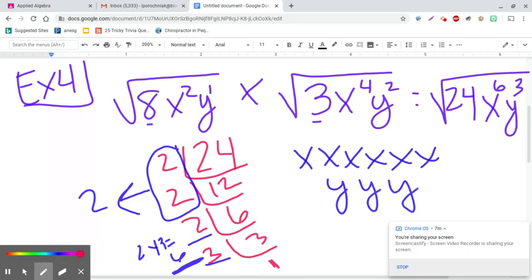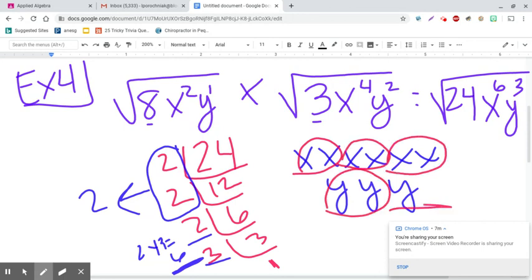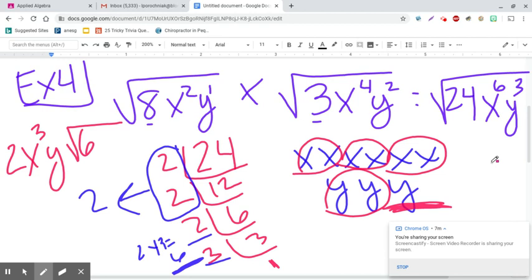And we want groups of 2. So these 2, and these 2, and these 2, no match for this one. So we took out a 2, as well as 1, 2, 3 x's, so x to the 3rd. How many y's did we take? Just 1. So y. Then we're going to do our radical. What's left inside of our number? That 2 and that 3, which we multiplied to be 6. So 6 will go under there. There's no x's that are left, but there is y to the first, or just y. That's your answer.